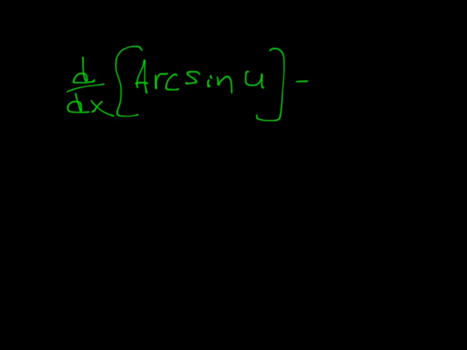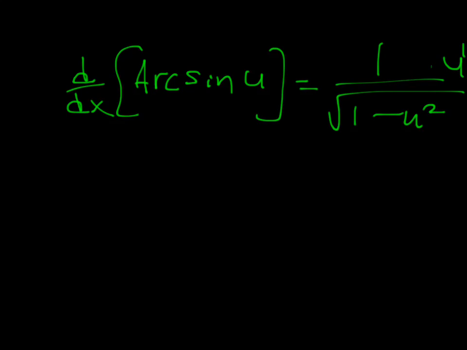We want to know the derivative of arc sine. So d over dx of arc sine of u is 1 over square root 1 minus u squared, times u prime. So again, with these things, if you know them, this question is fairly straightforward. If you don't know them, this question is nearly impossible.